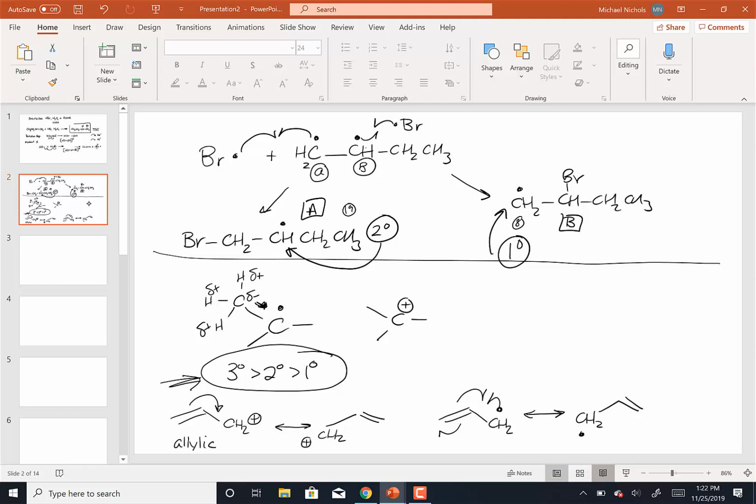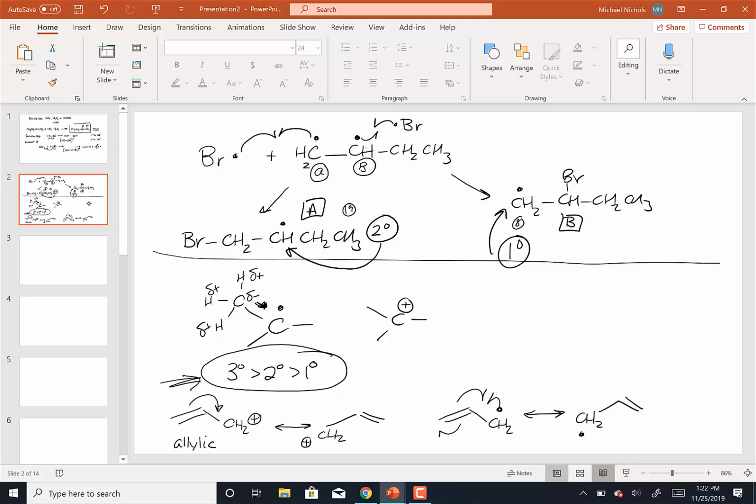But no, that's what I wrote before, because I said this is anti-Markovnikov. But why is it anti-Markovnikov? Because now I'm adding something different. I'm adding a Br dot. And so when I add the Br dot, it's the same analysis that we did with the carbocation.